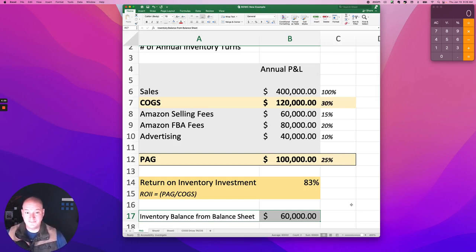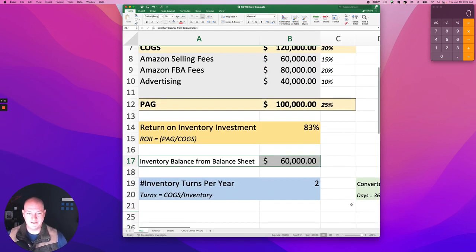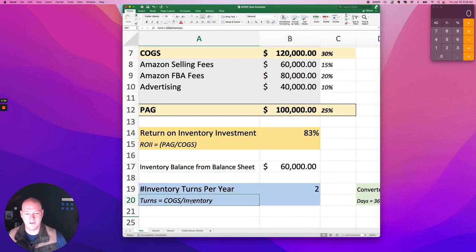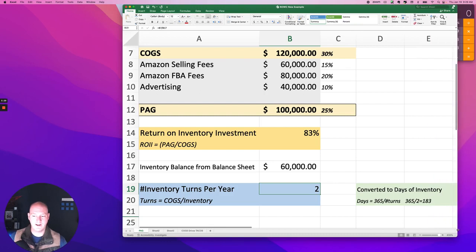And so all you have to do is take that annual cost of goods sold of $120,000 divided by the amount of inventory you have. COGS divided by inventory equals turns. In other words, we burned through $120K in inventory in the form of cost of goods sold, and we have 60K on the shelf. And so that means we burned through it twice. That's 2 turns per year. If we were going to convert that, as we talked about a minute ago, into days of inventory, we would just take 365 days divided by our turns, right? So if we turn the inventory twice per year, that's about 180 days of inventory.